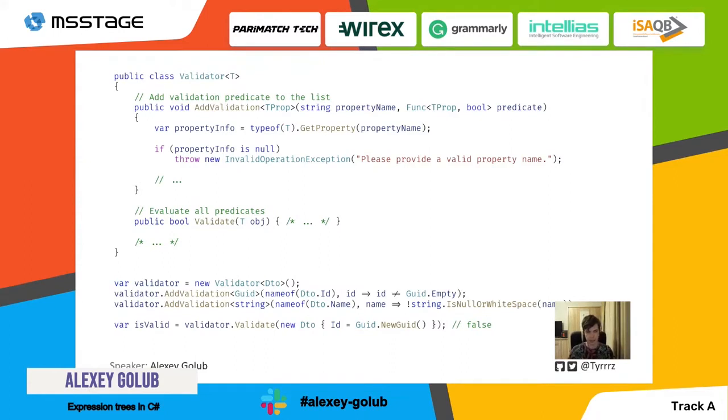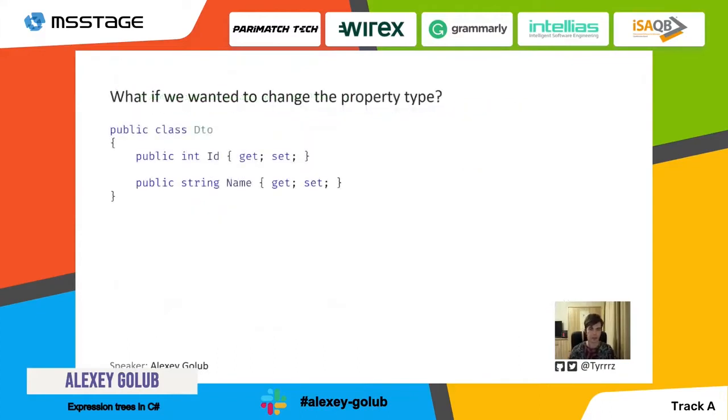We configure the DTO ID so that it cannot be empty, and then for the name, we configure it so that it's never null or white space. And for example, we can test it on some instance which doesn't have the name set, and it will return false. The problem, however, comes when we decide to change the property type, for example.